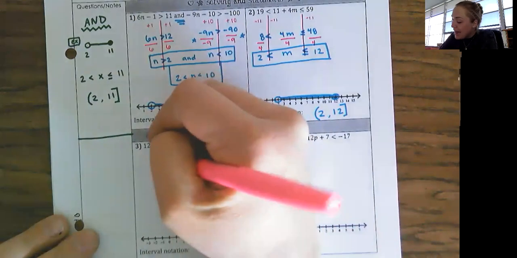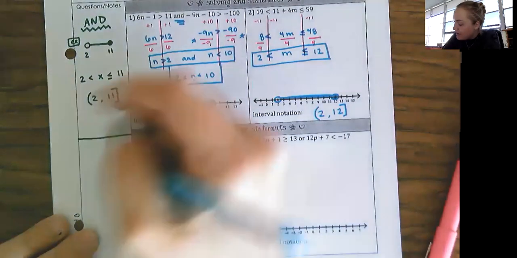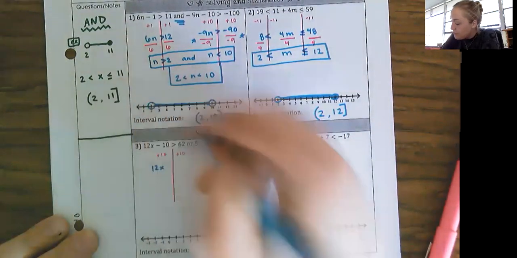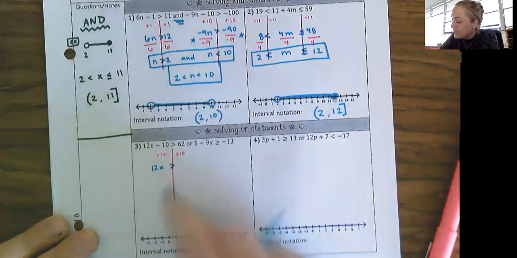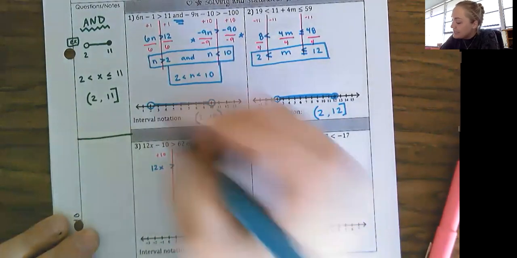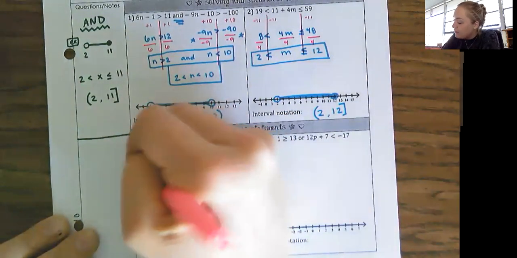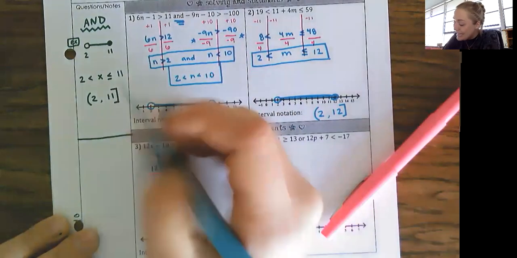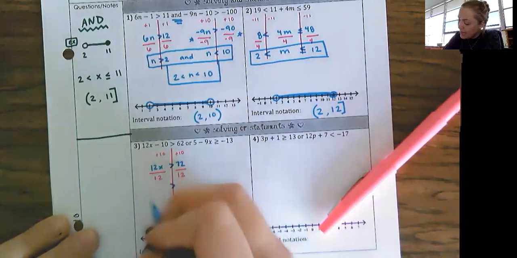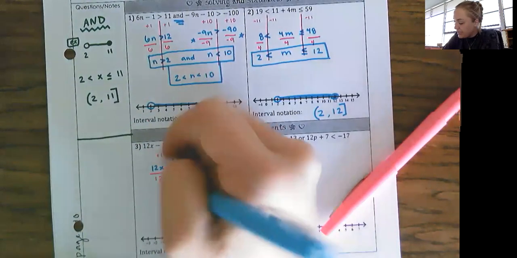I'll begin by adding 10 to both sides of this inequality. So I have 12x, remember negative 10 plus 10 is 0. I didn't multiply or divide by a negative, so that's still a greater than. 62 plus 10 is 72. Last step, I need to divide by 12 on both sides of this inequality. That's a positive 12, so my inequality stays greater than. And I get x is greater than 72 divided by 12 is 6.